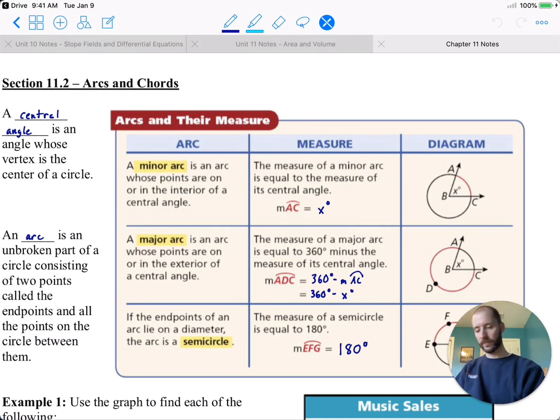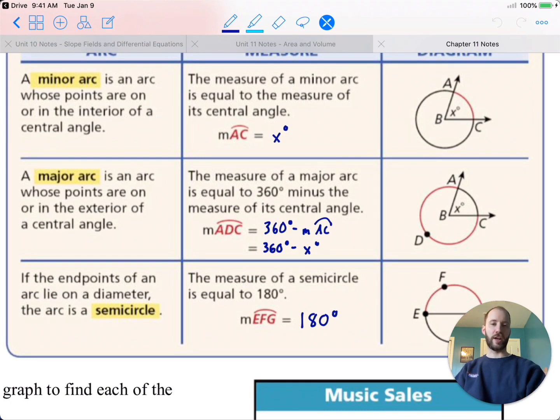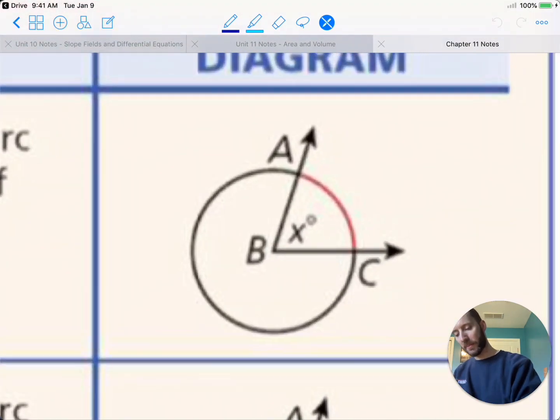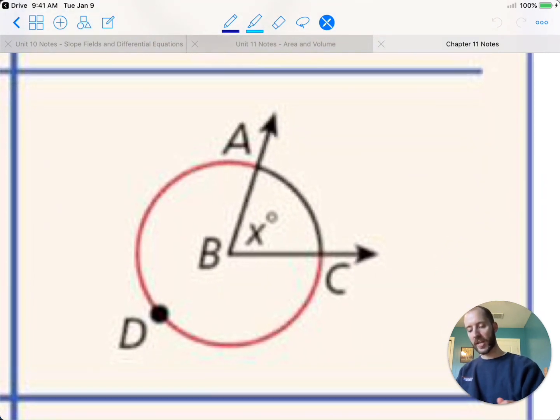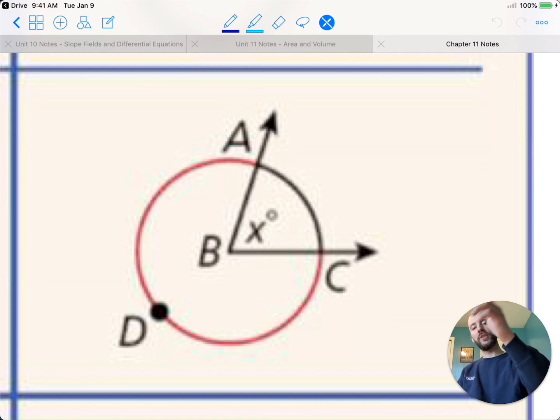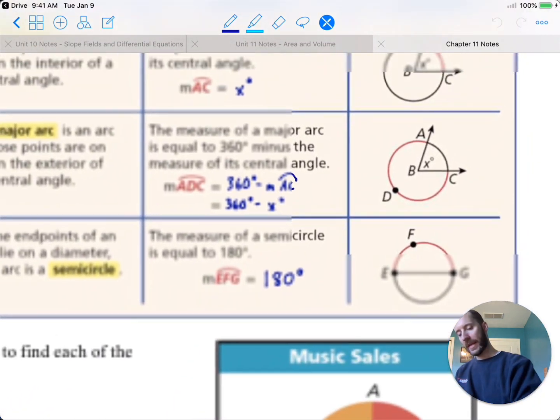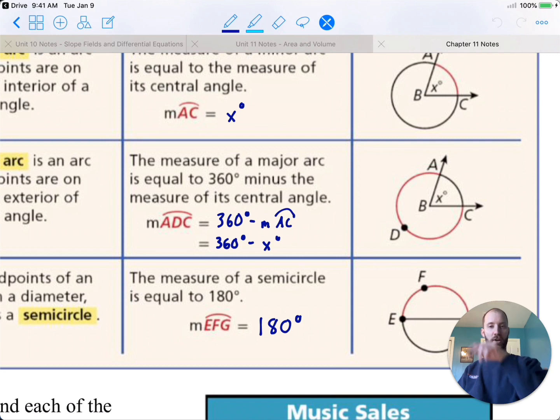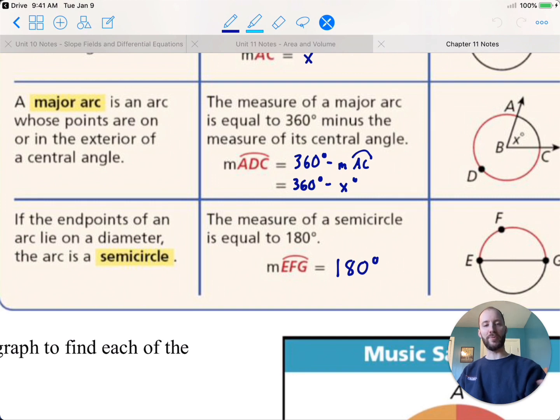A major arc is again an arc that is part of a circumference, but is the rest of the circumference from the minor. So if the minor is from A to B, the major is from A through D to C. So not A to C, A through D to C. That's how we can distinguish it. And that is 360 degrees, the whole circumference measure, minus your minor arc. If an arc is created by a diameter, it's half a circle, and the semicircle's measure is 180 degrees.